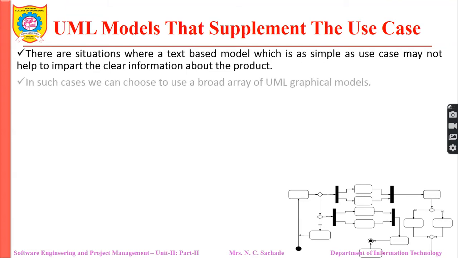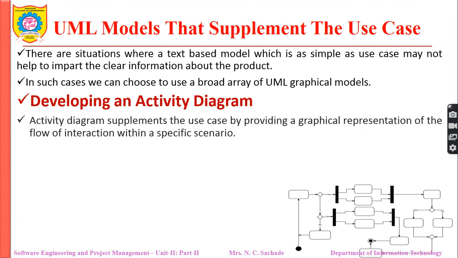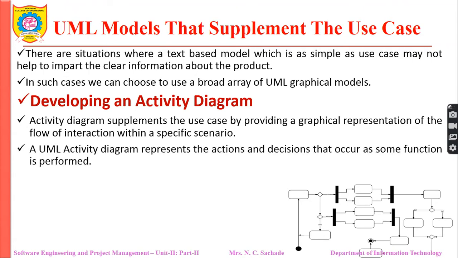So what we should do? In such cases, we can choose to use a broad array of UML graphical models. So the first one in the series is activity diagram. As the name says activity, it is going to depict the information about the interaction scenarios in a specific system. It supplements the use case by providing a graphical representation and it creates flow of interaction. So a UML activity diagram represents the actions and decisions that occur as some function is performed.